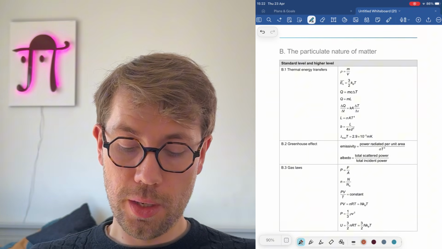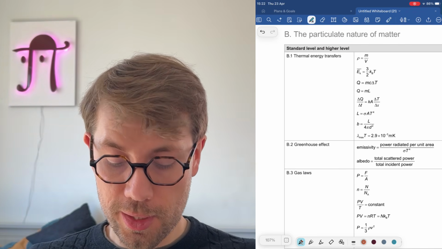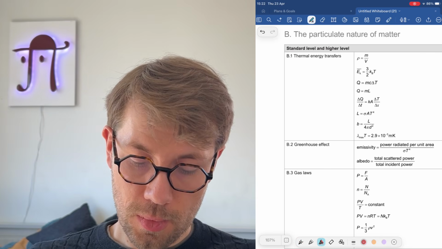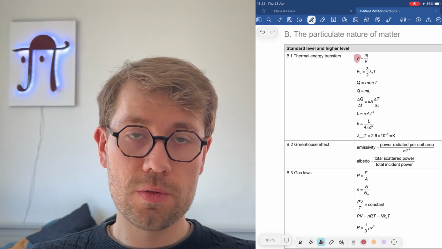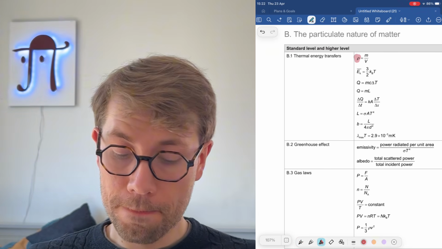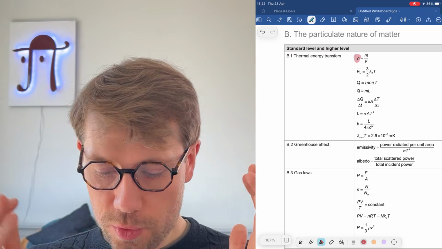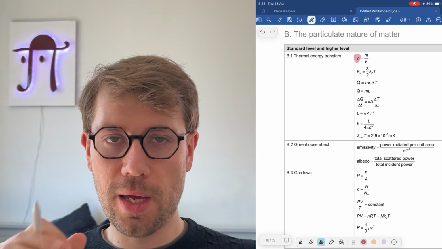So, we've got rho, again, our Greek letter. Rho stands for density, which is mass divided by volume. This is one of the most basic equations. It's not going to get easier than that for the whole of the IB.